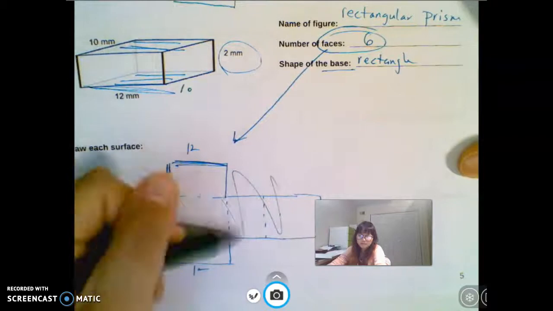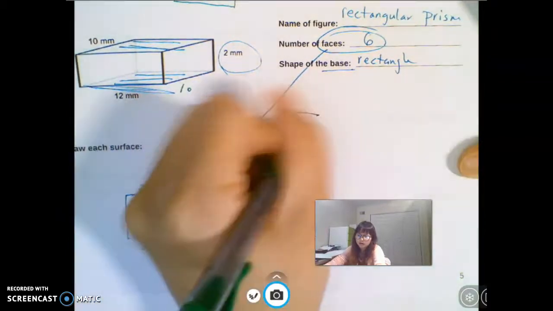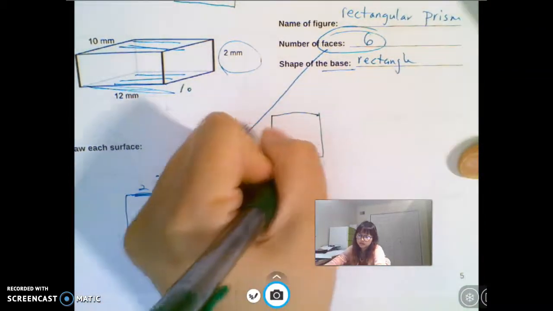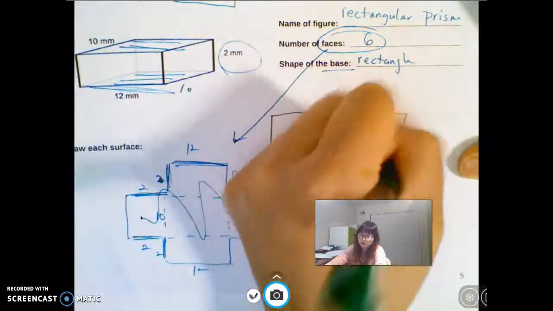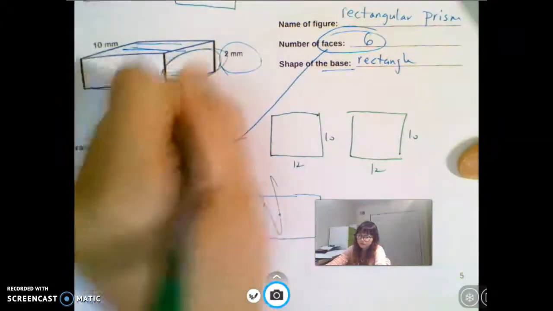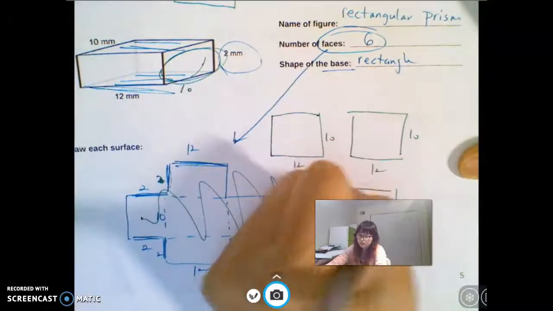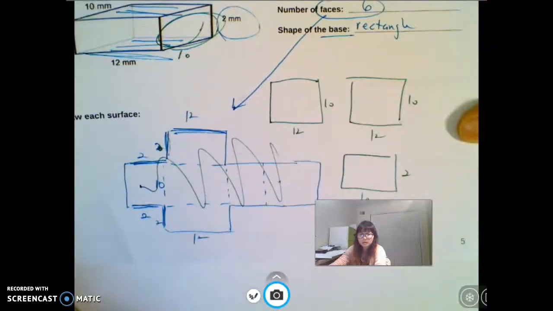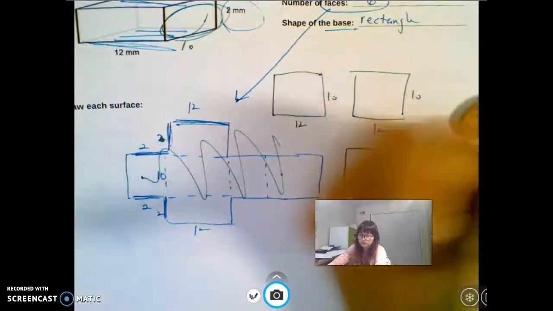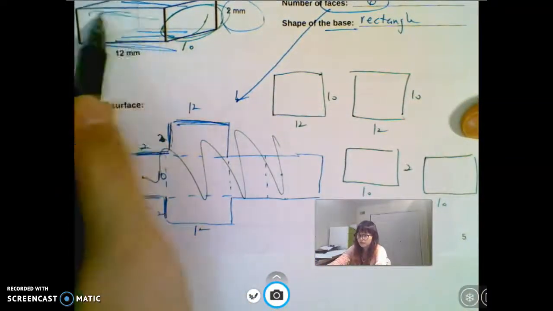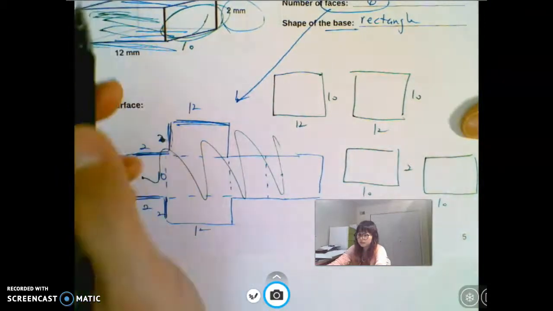I'm having a hard time too. I think drawing the net picture was not a good idea. Let's just draw all 6 separate pictures. 12 times 10 is the bottom. Now, I know we also have 12 times 10 on top. This side would be 10 times 2. You also have 2 of them, 10 times 2. And then the other side, the front, is 12 times 2.